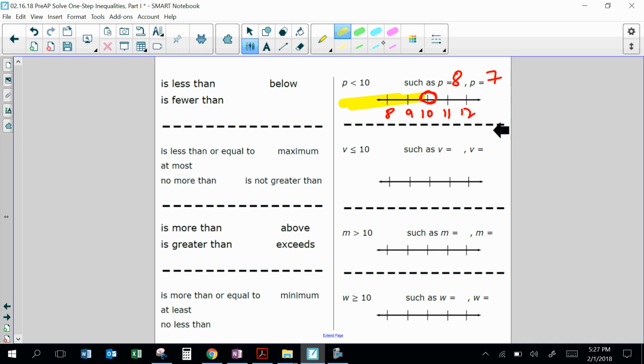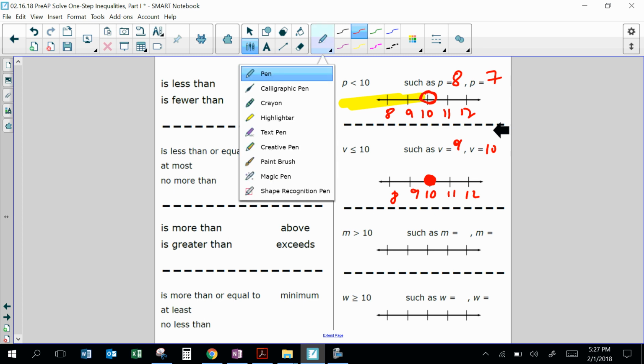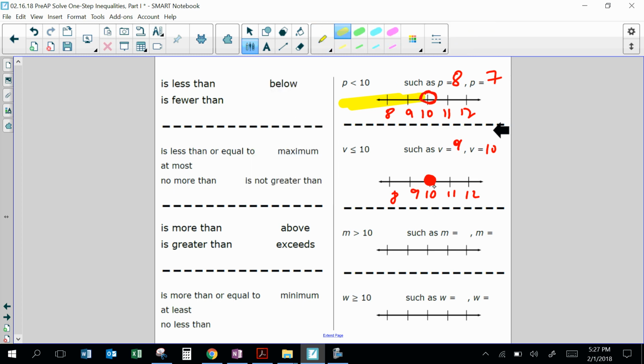V has to be less than or equal to 10. So let me first write out my number line with 10 in the center. 11, 12, 9, and 8. Give me some numbers that are less than 10. 9 or equal to 10. What about 10? So if it can be equal to 10, it is called a closed dot so that it can be part of this answer. Now we have to highlight numbers that are less than 10, which are all these numbers. 8 less than 10, 9 less than 10, 10 equal to 10.